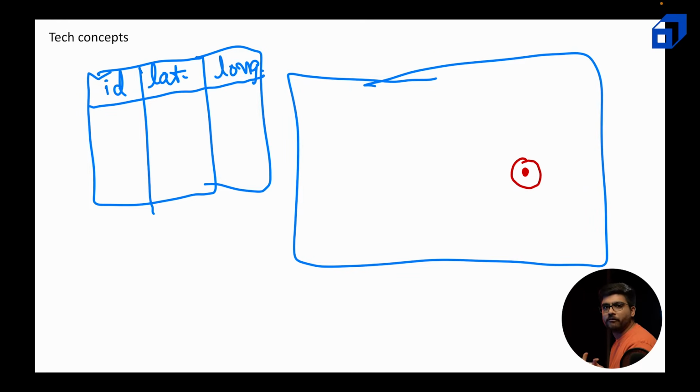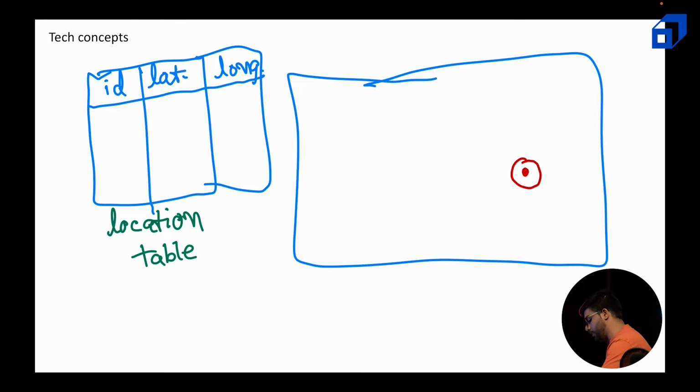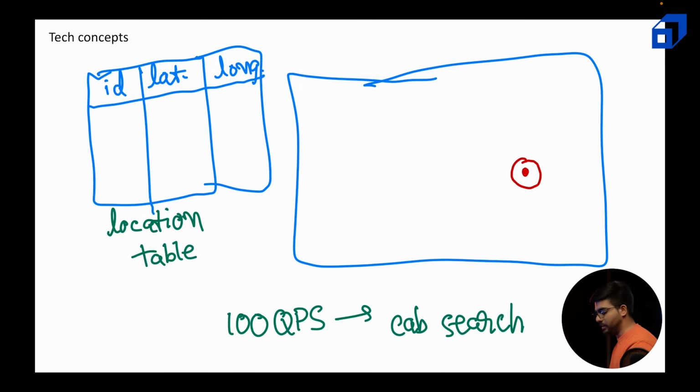The naive, most trivial way in which we can do this is by iterating through the entire location table and trying to identify the drivers who are near me. Another important thing to keep in mind is that we had a QPS of 100 for cab search. So if the QPS is 100 and we are going to traverse through the entire table of 1 million drivers, it is not going to be efficient.